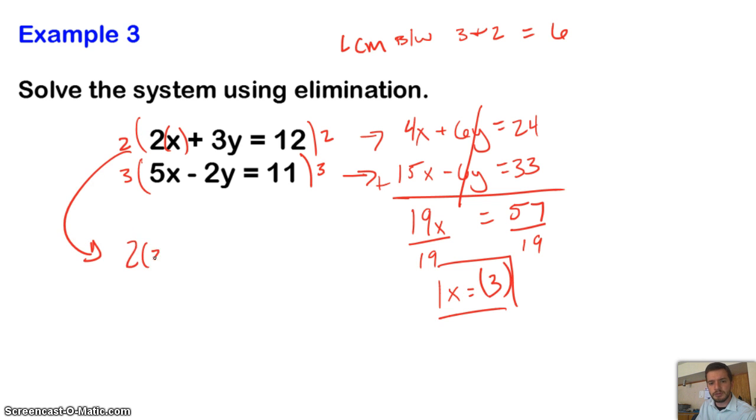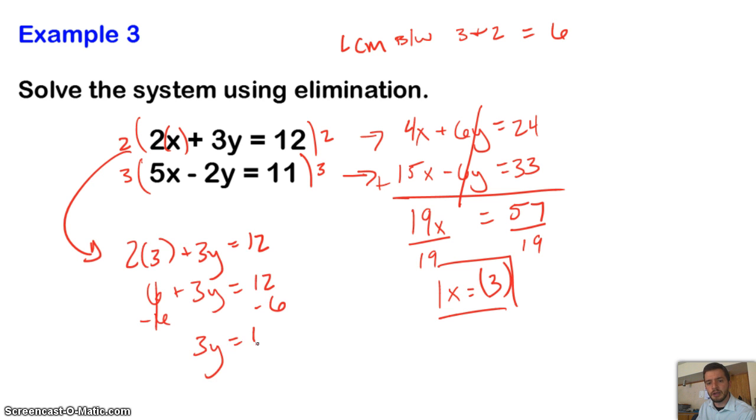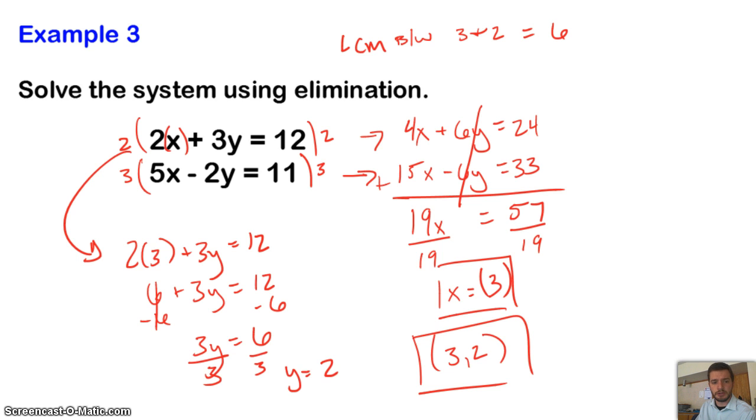So 2 times 3 plus 3y equals 12. 2 times 3 is 6 plus 3y equals 12. Subtract 6. 3y equals 6. Divide. And y equals 2. So my ordered pair will be 3, 2. And again, I'm not going to check these because you guys know how to plug it back in. Make sure you're doing that if you are unsure about the answer as well.